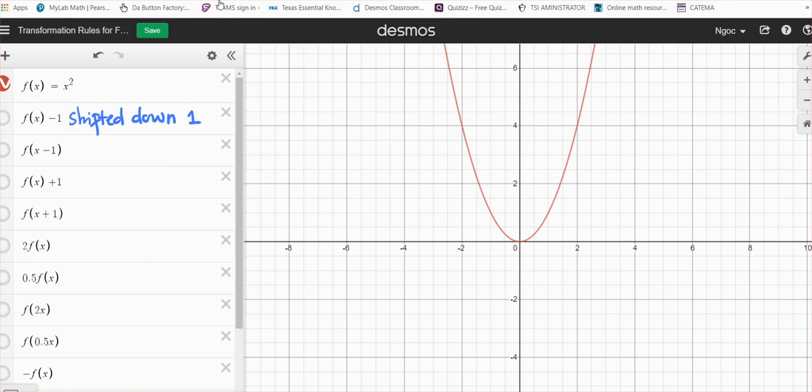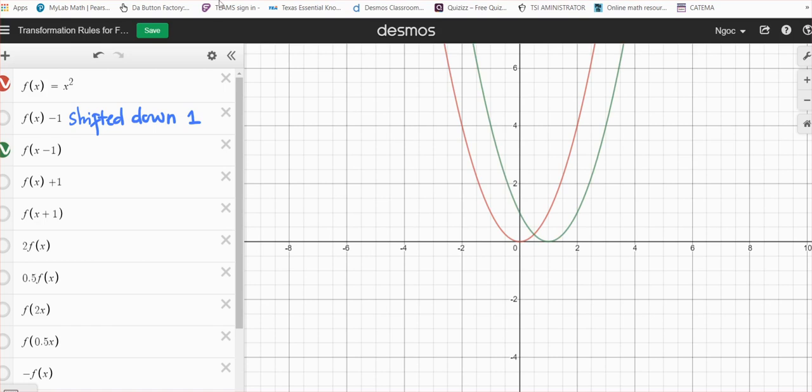The next notation is f of x minus 1. So now you can see that your input is the binomial x minus 1. Can you predict what happened to the graph of our parent function, which is the parabola, if we see this notation? Okay, so let's go ahead and graph now. Now the graph is the green color. You can see that the graph is shifted to the right by 1.